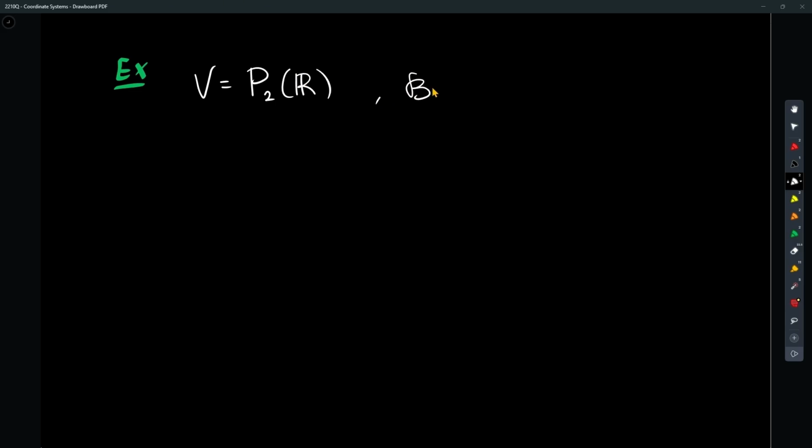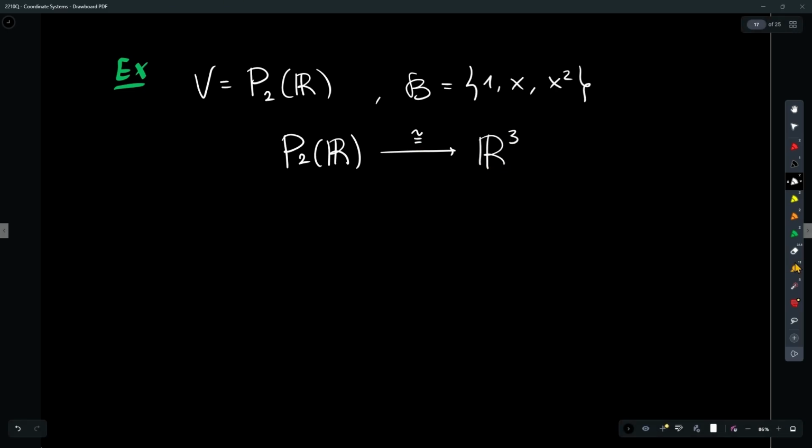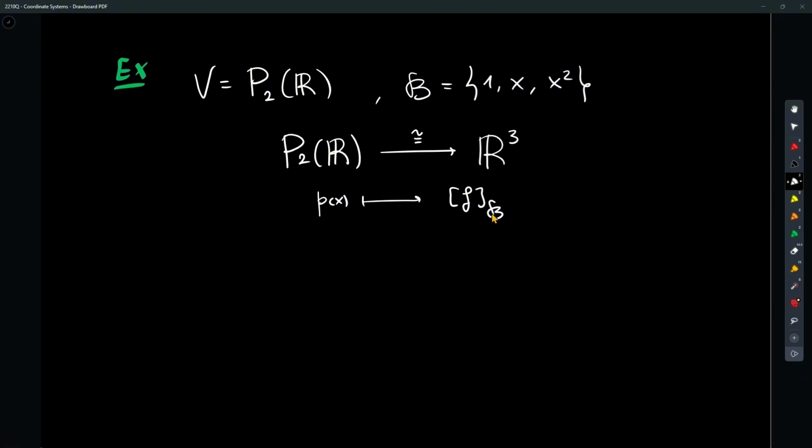I can take B to be the standard basis of polynomials. Then P2R is isomorphic to R3 because there are three vectors in that basis that send polynomials to the coordinates with respect to that basis. So what the map does is that it sends a plus bx plus cx squared to the coordinate vector abc, and this is an isomorphism.